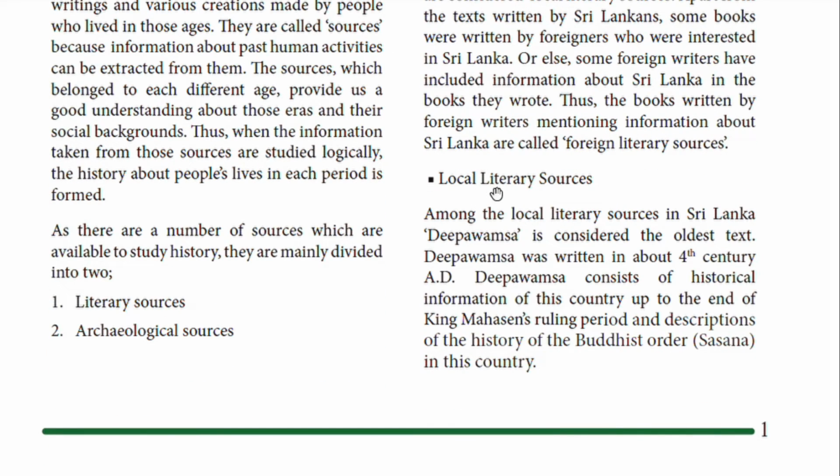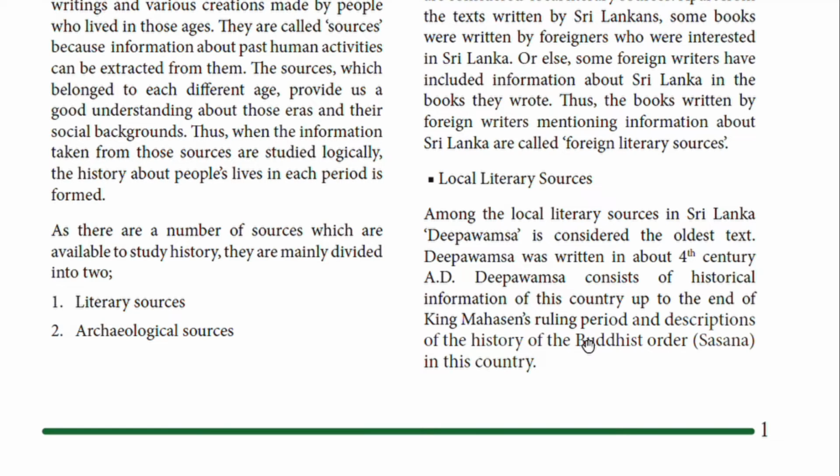Local literary sources. Among the local literary sources in Sri Lanka, Deepavamsa is considered the oldest text. Very important, underline. The Deepavamsa was written in about the 4th century. It consists of historical information of this country up to the end of King Mahasen's ruling period and descriptions of the history of the Buddhist order, Sasana, in this country.